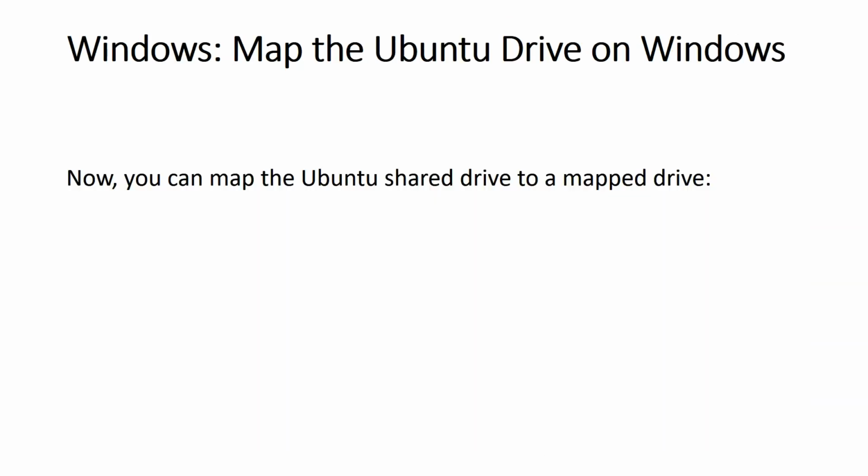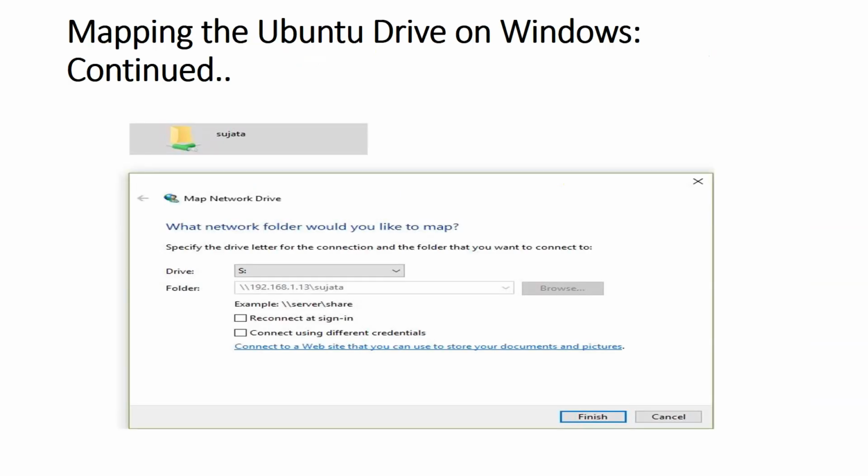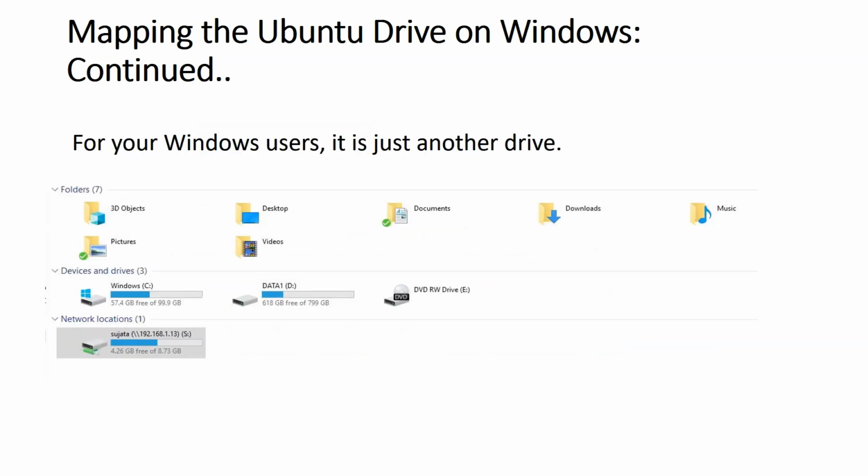Now, let us go back to Windows and map the Ubuntu drive on Windows. Just use the same procedure. So we have mapped the Ubuntu drive to the S drive. Then for your Windows user, it is just another drive. This is how easy it is. Thank you.